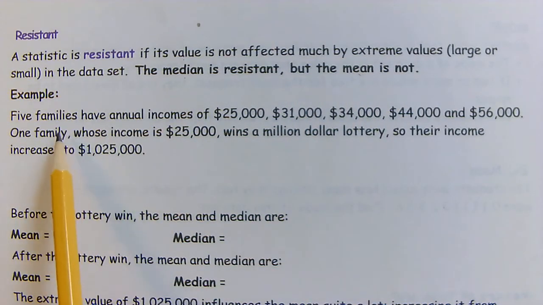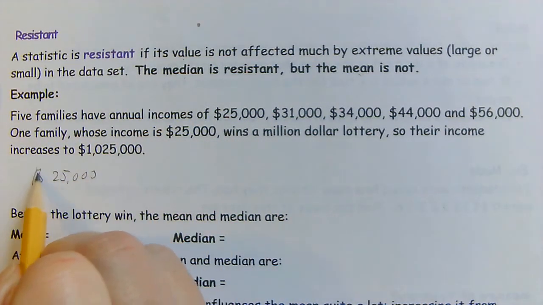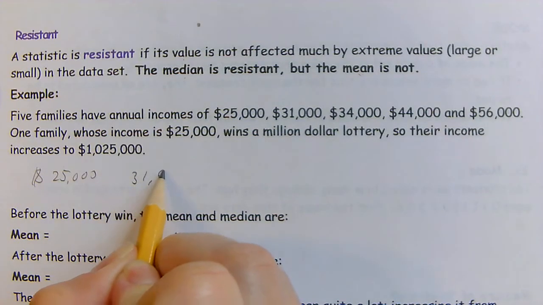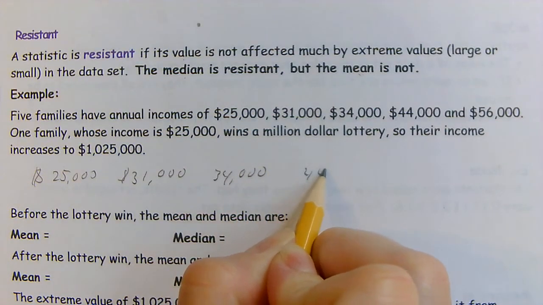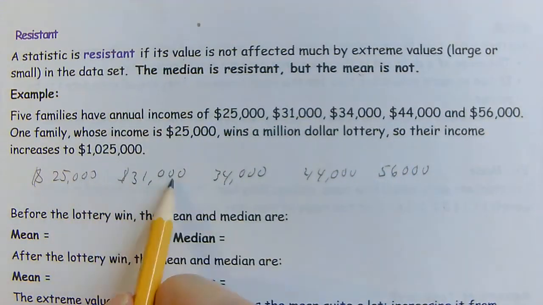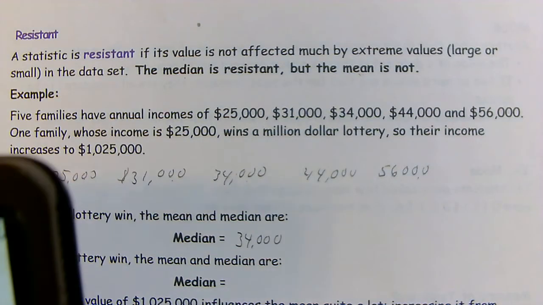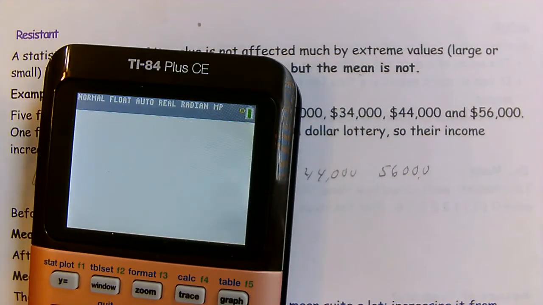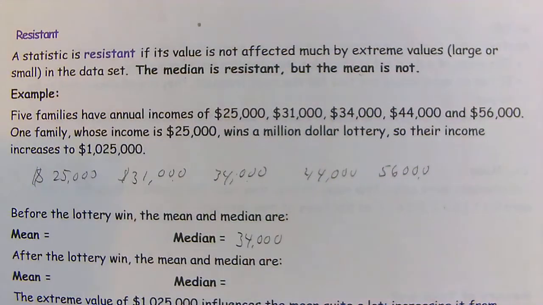So for an example, 5 families have the following income. 1, 2, 3, 4, 5. The middle, the median of these 5 families is 34,000. Or if I add all these up, divide by 5, the mean is 38,000.